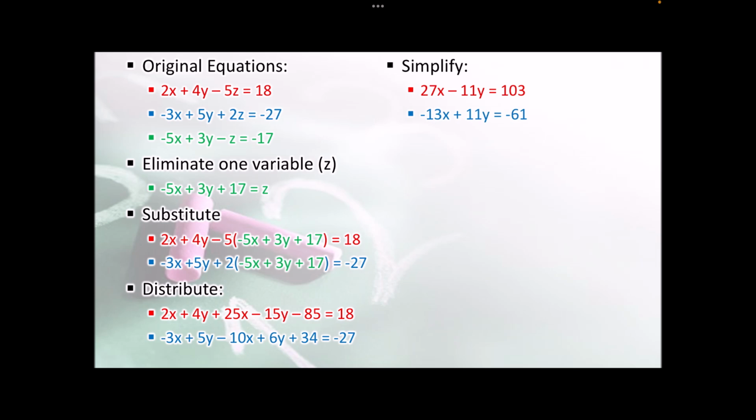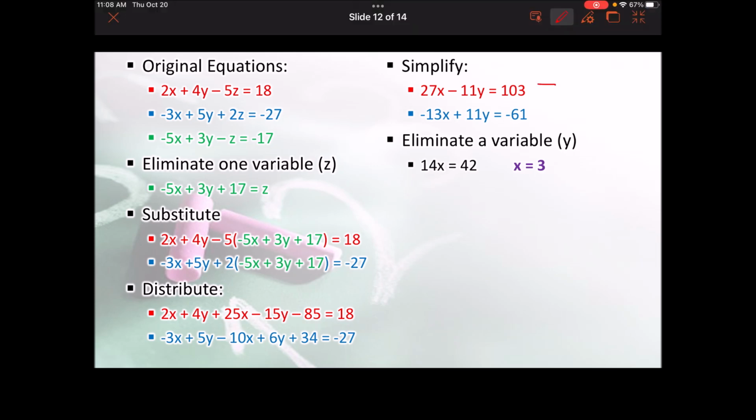Upon doing that, you would get 27x minus 13x gives you 14x. The y's cancel out, and you have 103 minus 61 gives you 42. Dividing both sides by 14, you should get x is equal to 3. So now that you have solved for one of your variables, what is your next step? Your next step is to substitute that value of 3 into one of the other two equations that you have at the top of the screen. One of these two. Let's use the red one. Go ahead and pause the video, substitute in your value of 3 in the red equation.